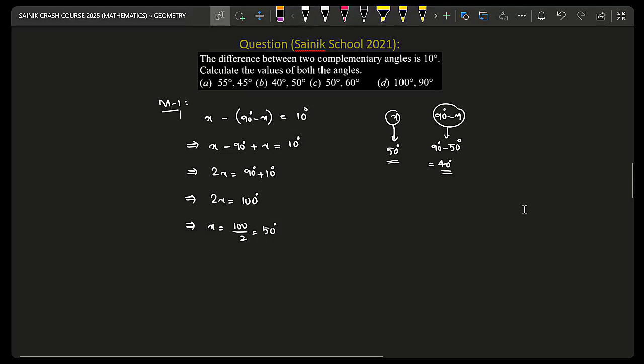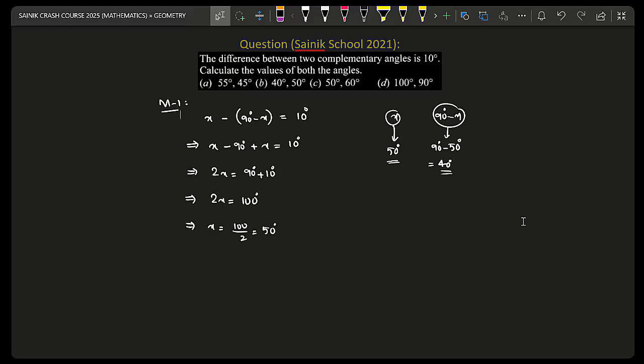Vishnu, can you try in any other method other than this? Sir, I accidentally pressed the hand raise. Okay, just watch. Amshuman, can you solve this in any other method? Yes, sir. Okay, how can we solve this?